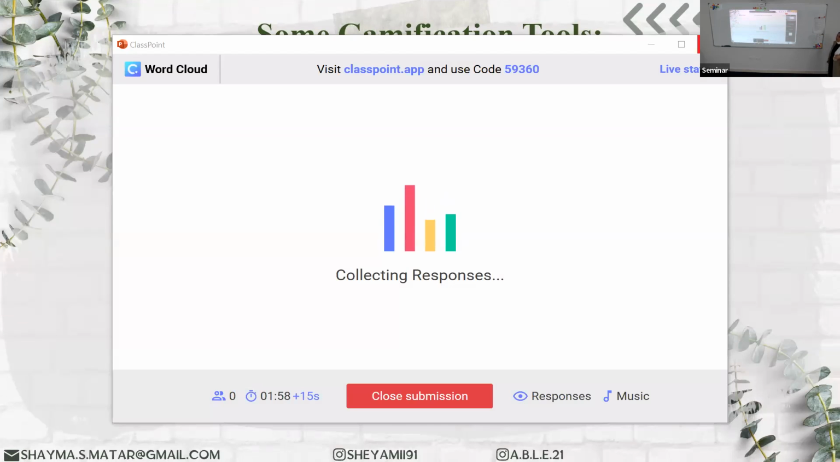So what are some gamification tools that you can use within your classroom? Gamification tools you can use within your classroom. People who are online, you can use the QR code I first gave you to join us and give us some words here.